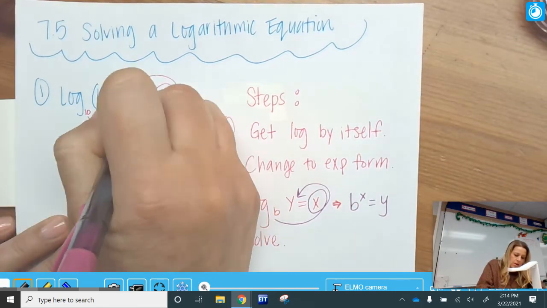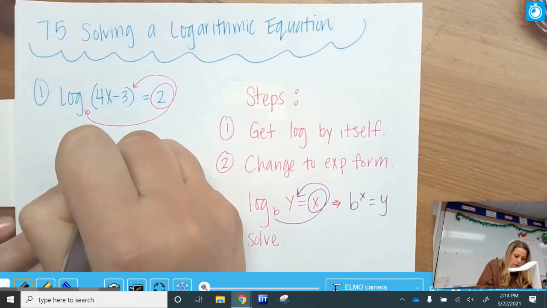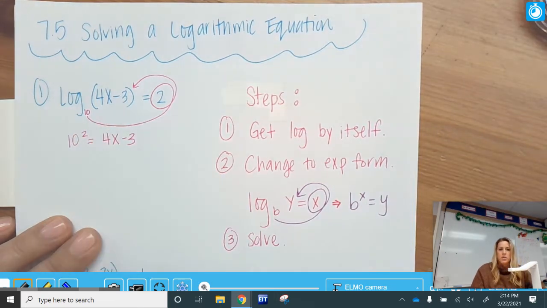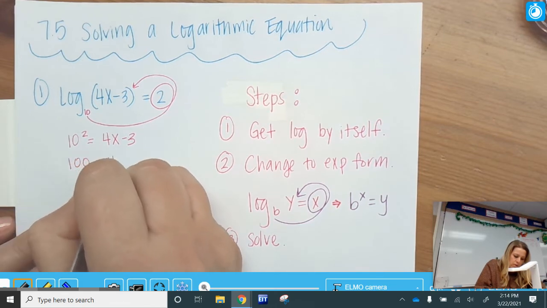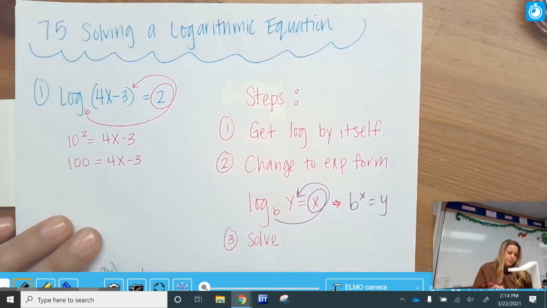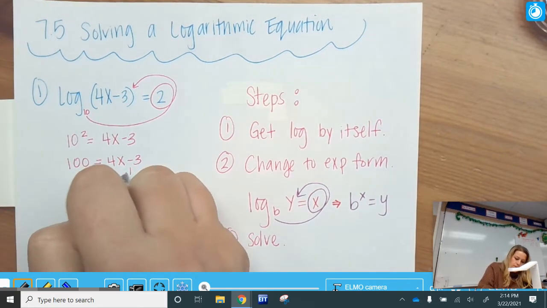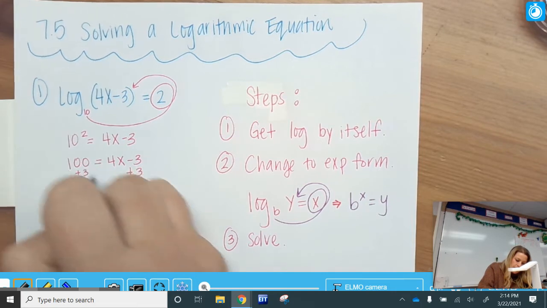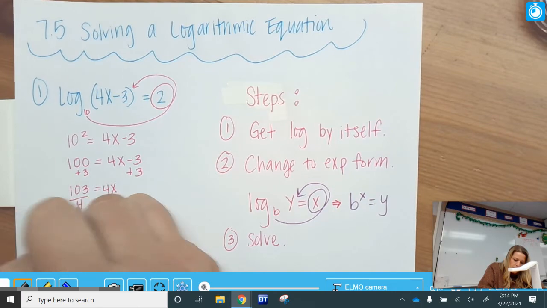10 raised to the second power equals 4x minus 3. Oh my gosh, super easy equation. Now we can just go ahead and solve. 100 equals 4x minus 3. Then we're going to add 3. So 103, because we added 3, equals 4x. And now we're going to divide by 4.